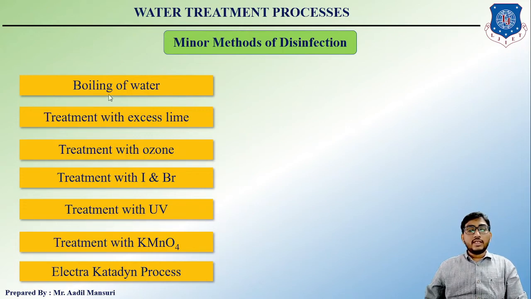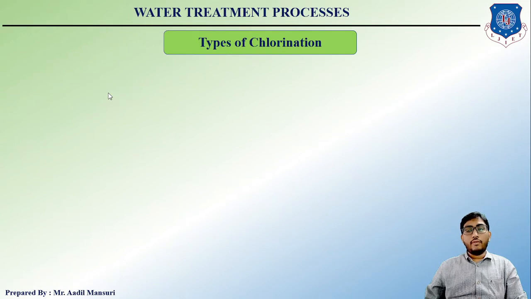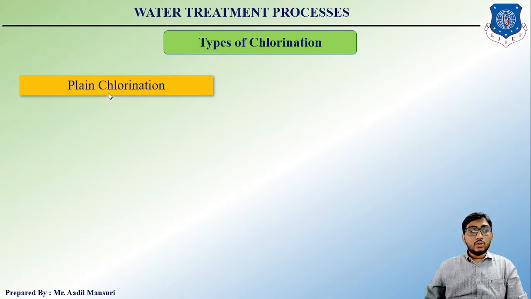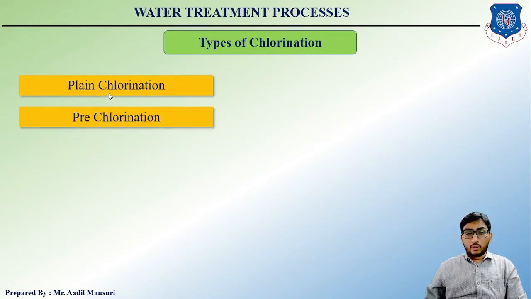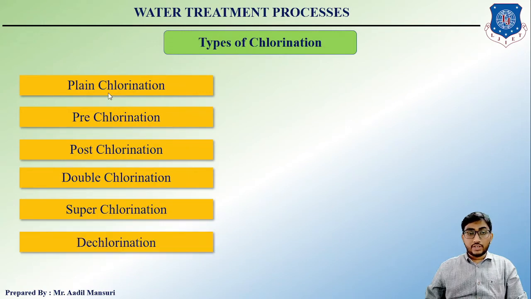Okay, let us now move ahead with the next topic, that is types of chlorination. Okay, so there are various types of chlorination. First one is known as plain chlorination, then pre-chlorination, then post-chlorination, then double chlorination, then superchlorination, then dechlorination.